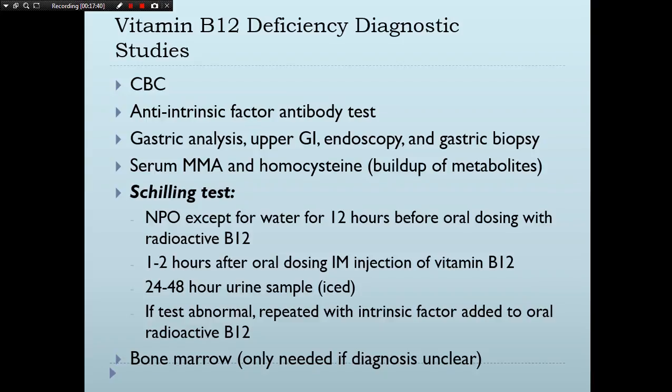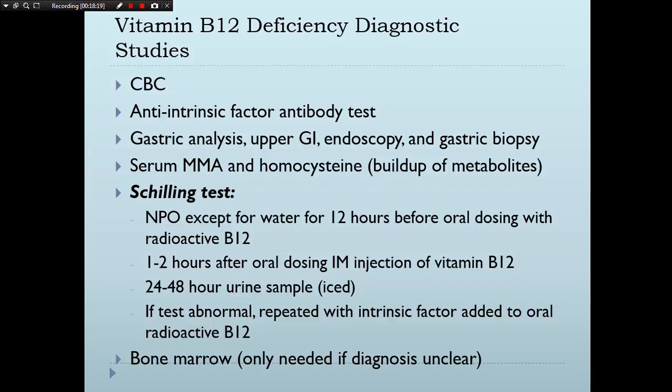Because vitamin B12 is a substrate in DNA synthesis and red blood cell maturation, when we have deficiencies in vitamin B12, that DNA synthesis cannot occur. And as a result, there's going to be buildups of specific metabolites known as MMA or homocysteine. So in somebody who's got a vitamin B12 deficiency, we're going to see elevations and increases in these MMA and homocysteines.